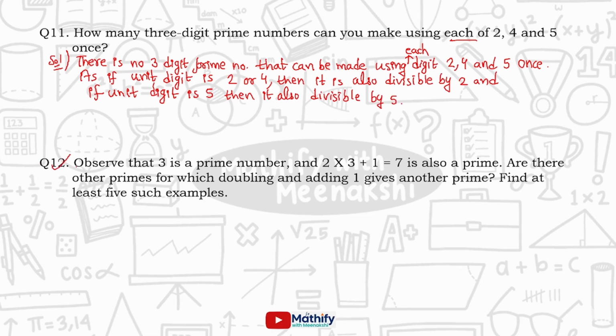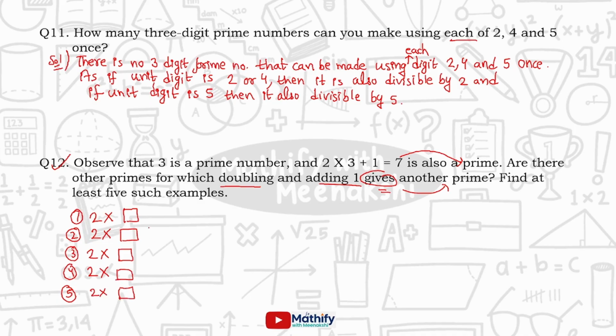Let's move to question number 12. Observe that 3 is a prime number and 2 into 3 plus 1 is 7. That is also a prime number. Are there other primes for which doubling and adding 1 gives another prime? Find at least 5 such examples. So we have to write 5 examples in such a way that if you double a number and you add 1, the answer is again a prime number.